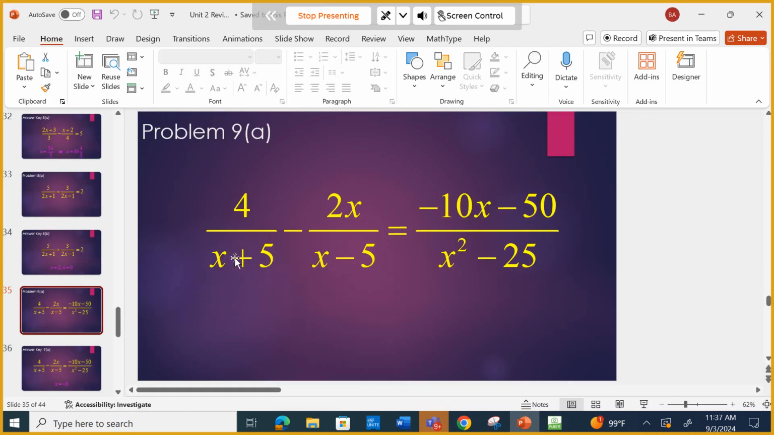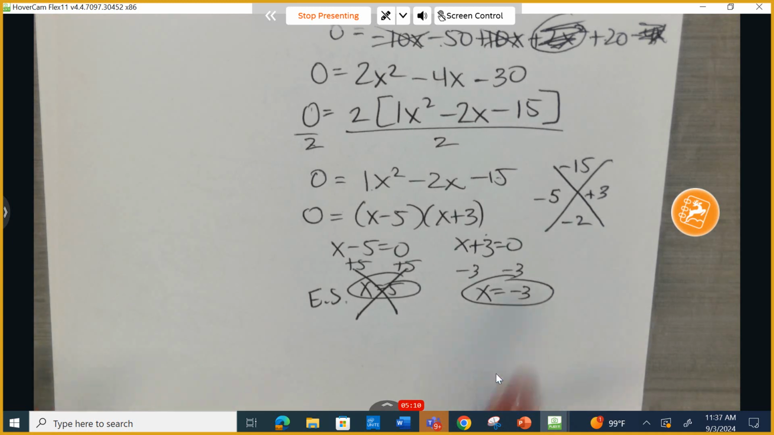So if I plug in negative 3, it does not equal 0. I'm only worried about the denominator. If I plug in negative 3, it does not equal 0. We have one solution of negative 3.